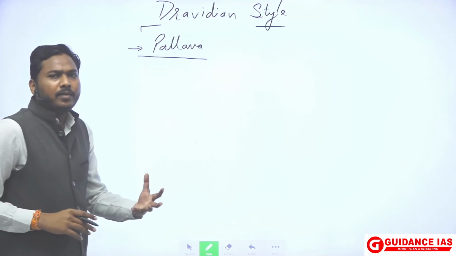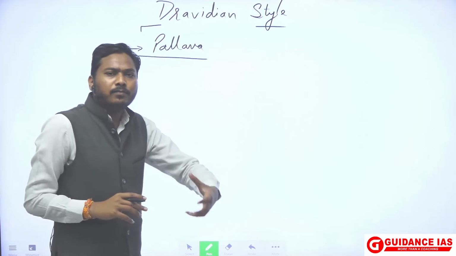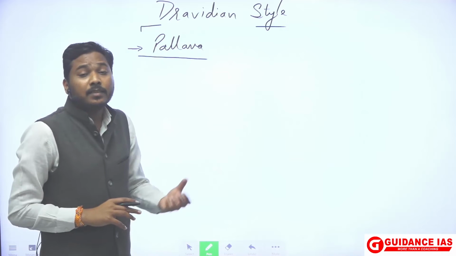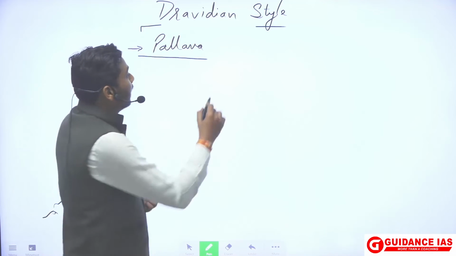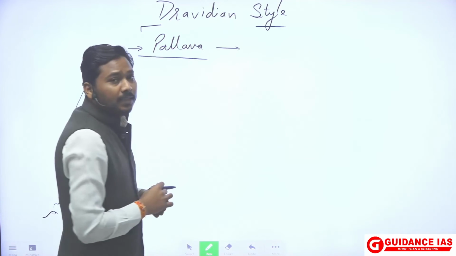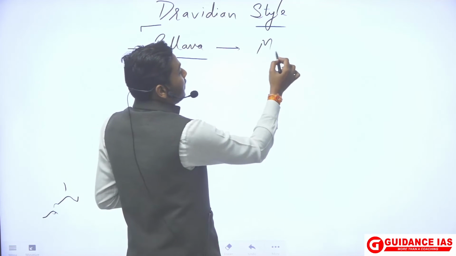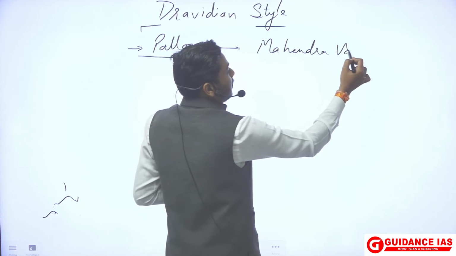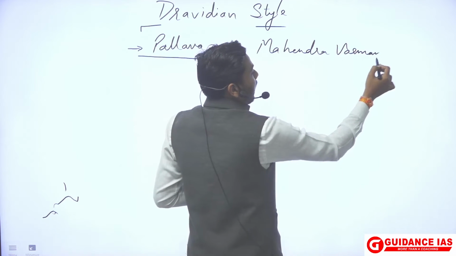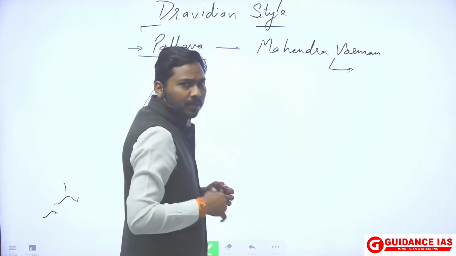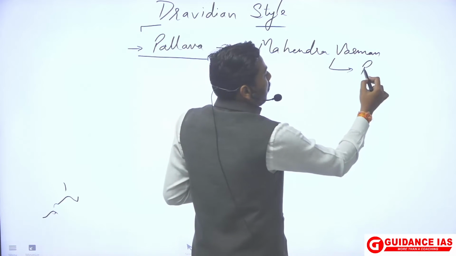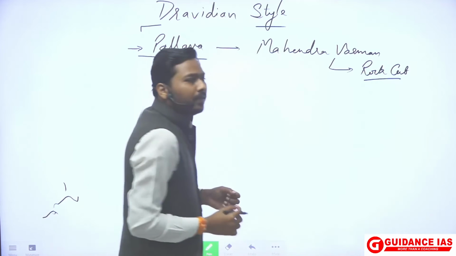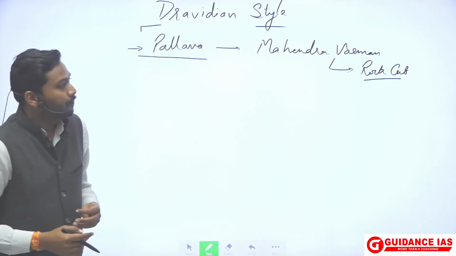Clear? The Pallava dynasty was the first and foremost dynasty which contributed enormously to the Dravidian style of architecture. The Pallava dynasty started from Mahendra Varman, and during his time, in the initial phase, rock cut temples were constructed. Clear?